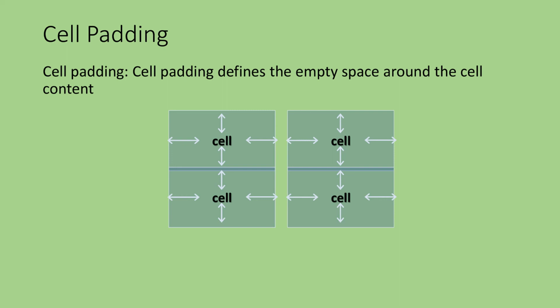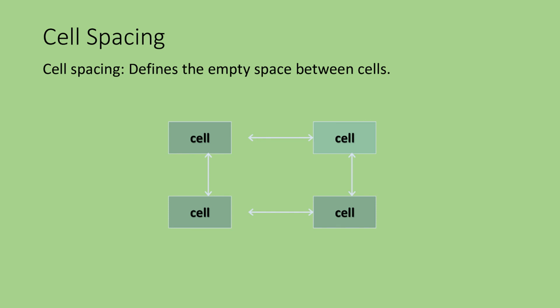Tables have two important attributes, cell padding and cell spacing. Let us first know what is cell padding. Cell padding defines the empty space around the cell content. Cell spacing defines the empty space between cells. Cell padding and cell spacing attributes. Cell padding and cell spacing are used to adjust the white space in the table cells. The cell spacing attribute defines the width of the border, while cell padding represents the distance between the cell border and the content within a cell.